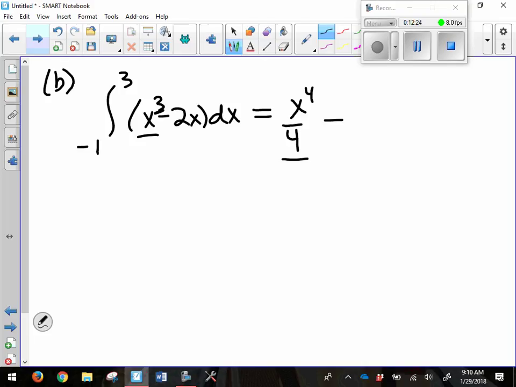Okay. How about the antiderivative of 2x? Just going to be x squared, right? Because I would raise the power by 1, divide by the new power, but the 2's are going to cancel. And I'm going to evaluate this from -1 to 3. You got an answer for me, Casey? What do you got? Casey gets 12.5. Is she right?